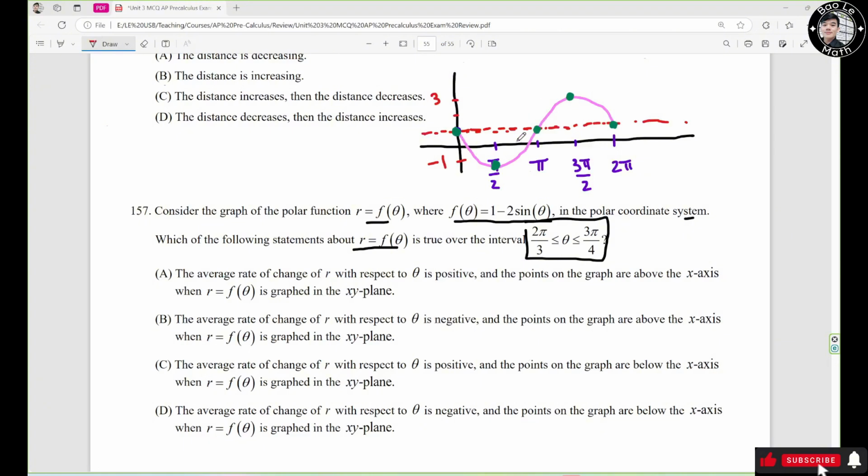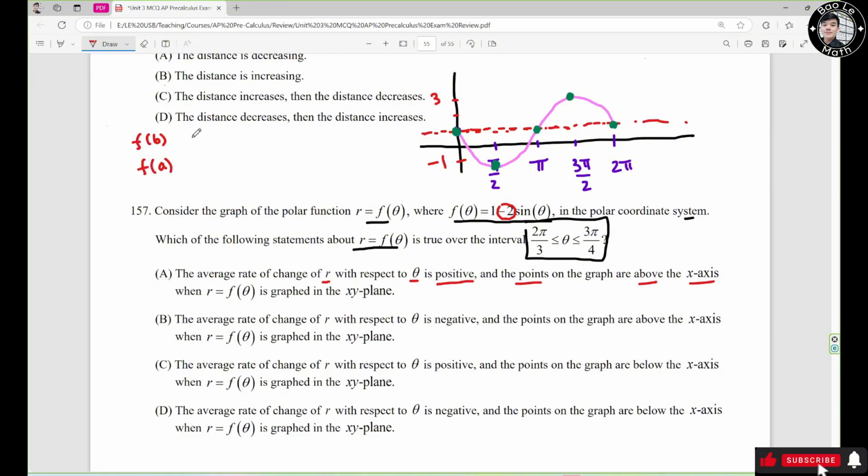Alright, so here's the graph. Now be careful, there is a negative sign in front of the amplitude, so there is a reflection over the midline, right? Now question A. The average rate of change of the radius with respect to theta is positive, and the points on the graph are above the x-axis, right? Now we need to check for the average rate of change first to see if it's positive or negative, right? So we need to calculate f of b and f of a. We need to compare, right?